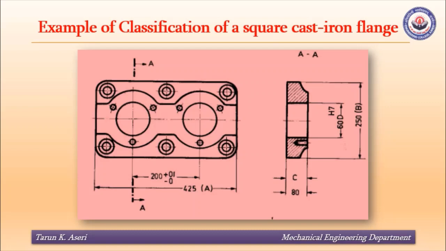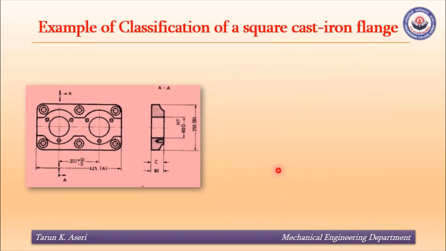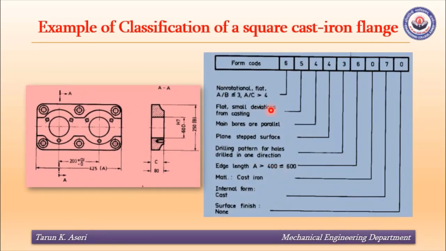For a non-rotational part, the product looks like this. A is 425, B is 250 and C is 80. So the code would depend on the ratios. We'll assign the first code. The first code would be: A by B is less than or equal to 3 and A by C is greater than 4, so we'll assign the code 6.